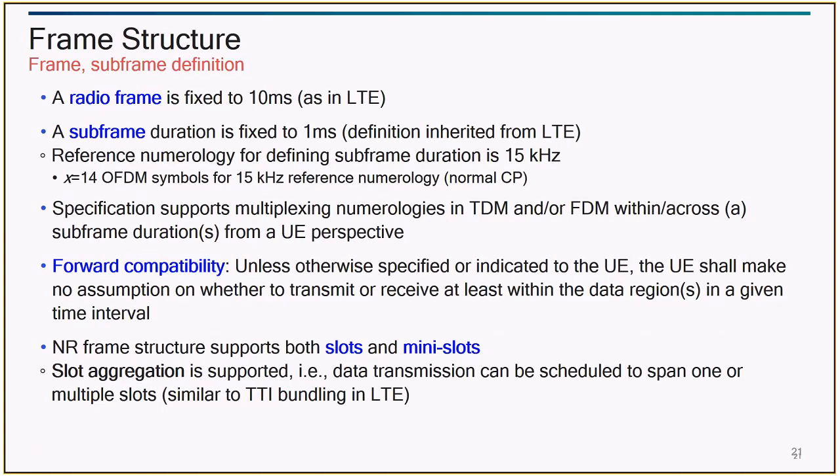So now I can break this. If I use 7 symbols, then I'm breaking into 2 slots. If I use 4, I'm breaking this into 3 slots, and then there are some guard bands for 14. So 12 and 2 symbols are for guard band purposes. If I use 2, I can break a 1 millisecond subframe into 7 mini slots.